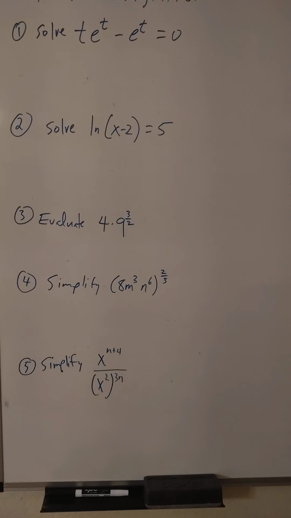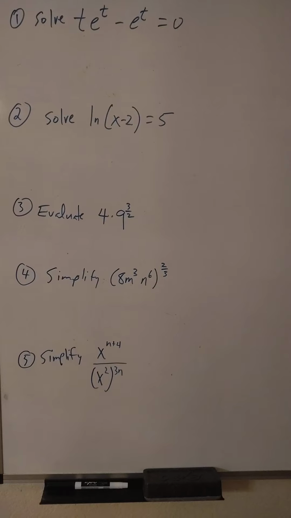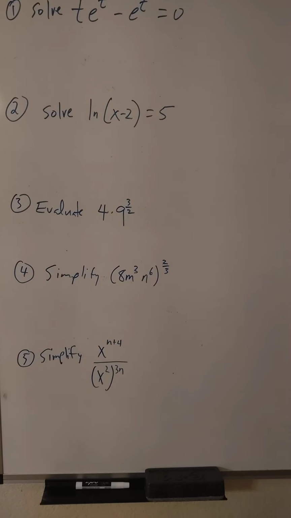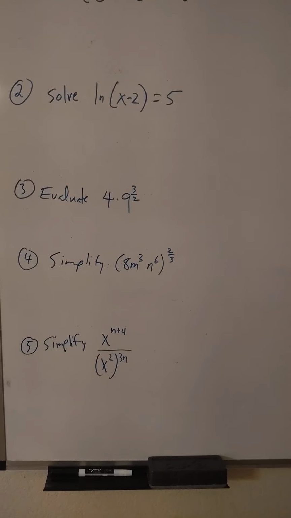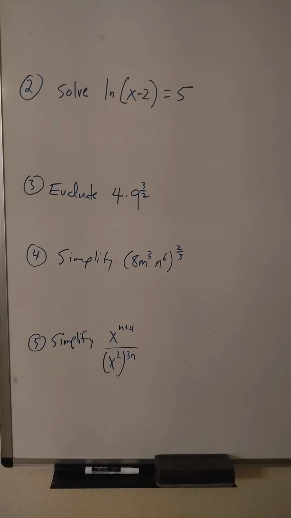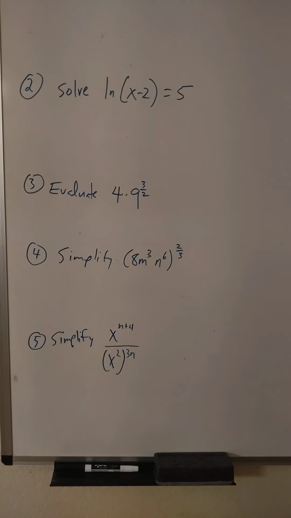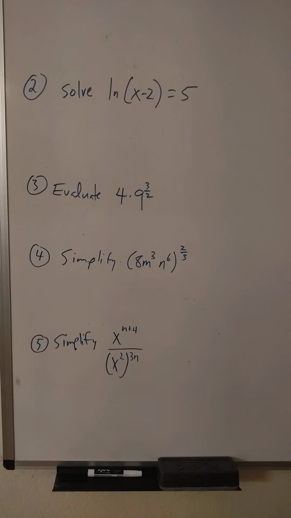Number 3, we're going to evaluate multiplying where you see an exponent. Number 4 is using the rules of exponents as well. And number 5, what happens when you are dividing with exponents that have the same base.